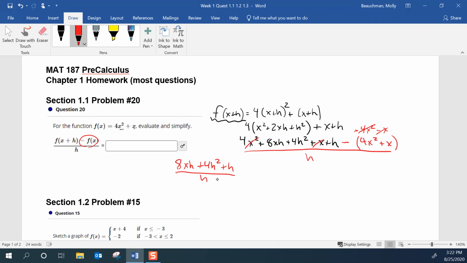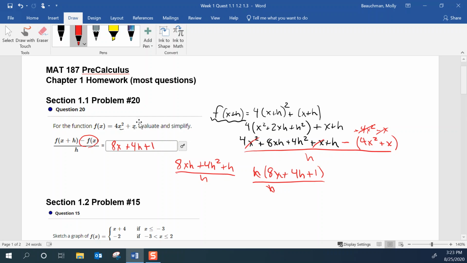Now the last step is to simplify this expression. We can factor an h out of the numerator and cancel with the h on the bottom. If we factor out an h, we're left with 8x plus 4h plus 1, divided by h. So the final solution is 8x plus 4h plus 1.